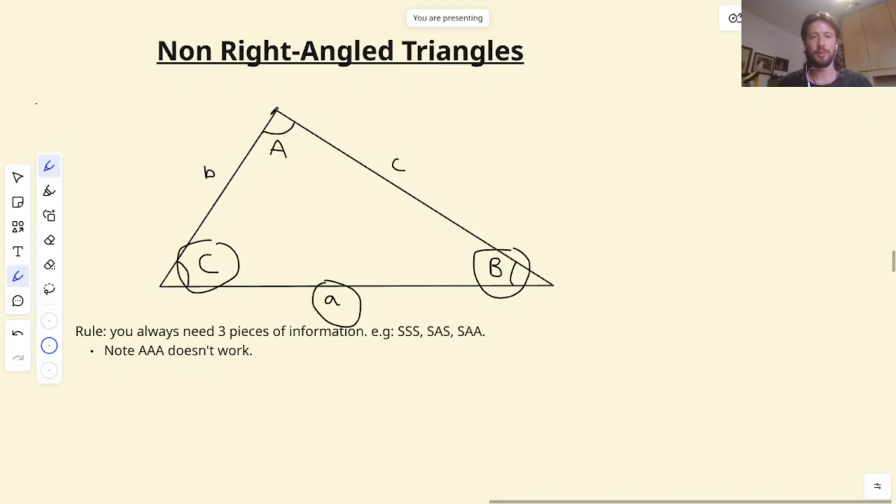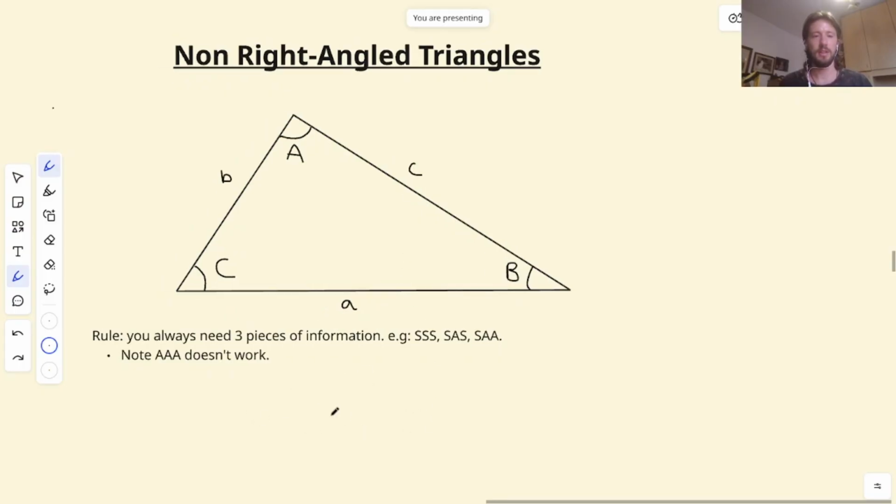Note that if you have all three angles, you can definitely figure out the ratio between the lengths of the sides, but you'll never be able to figure out the exact length, because you can imagine with the same three angles we can create a triangle that's a kilometer long or one that is a centimeter long, and there is no restriction on that. So 3 sides, 2 sides and an angle, or a side and 2 angles is what we need to figure everything else out.